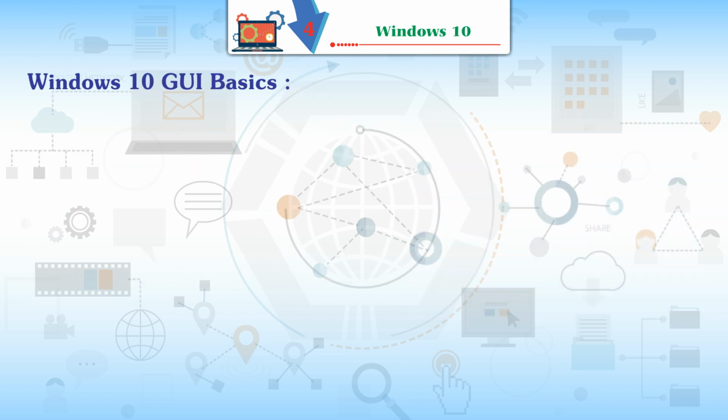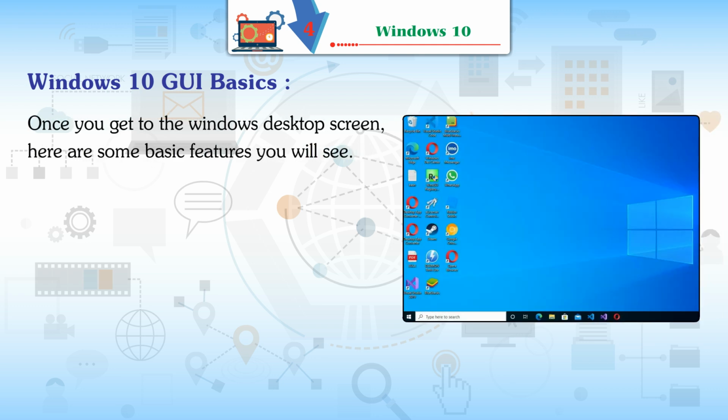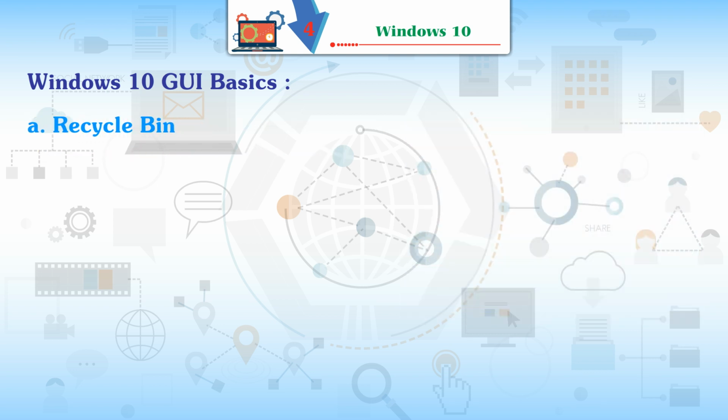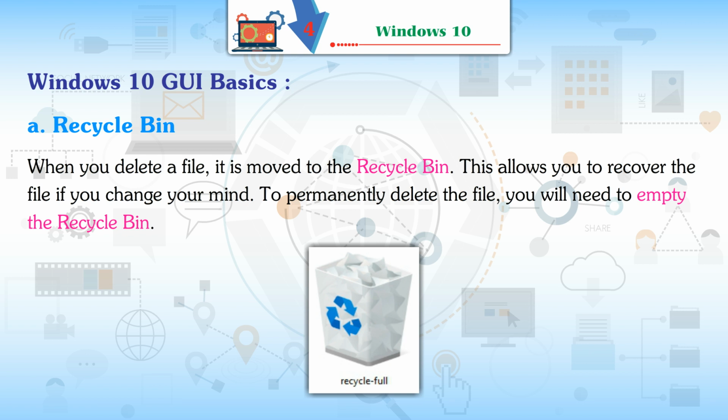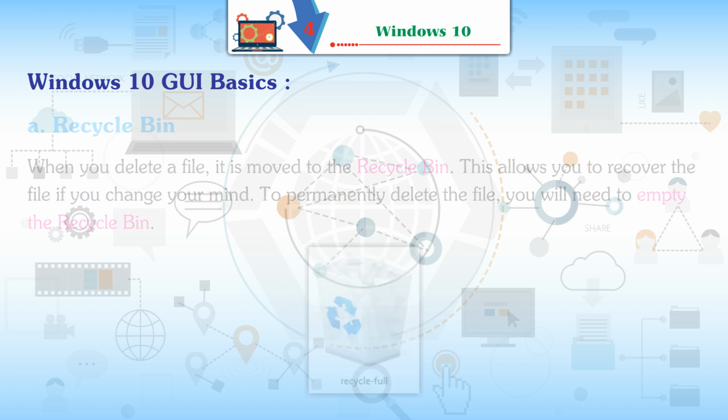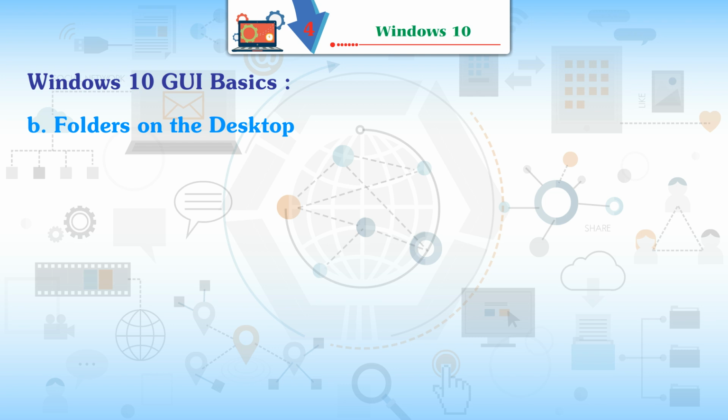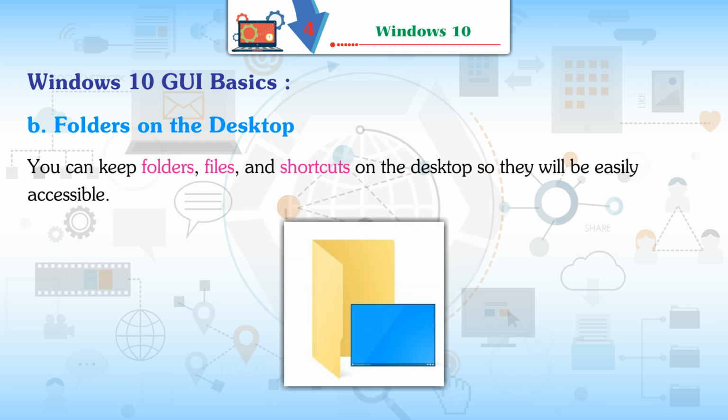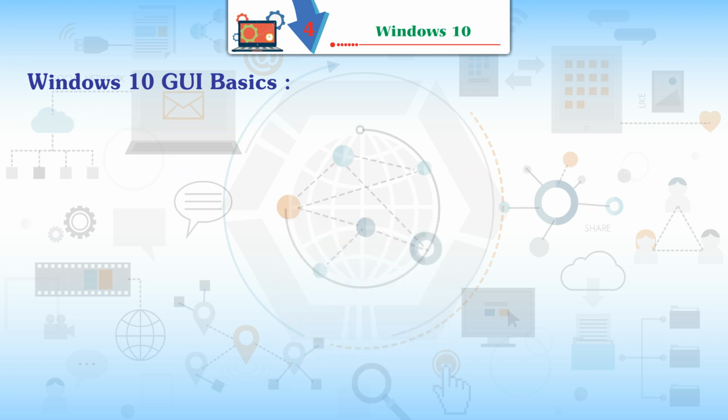Windows 10 GUI Basics. Once you get to the Windows desktop screen, here are some basic features you will see. Recycle Bin. When you delete a file, it is moved to the Recycle Bin. This allows you to recover the file if you change your mind. To permanently delete the file, you will need to empty the Recycle Bin. Folders on the desktop. You can keep folders, files, and shortcuts on the desktop so they will be easily accessible.